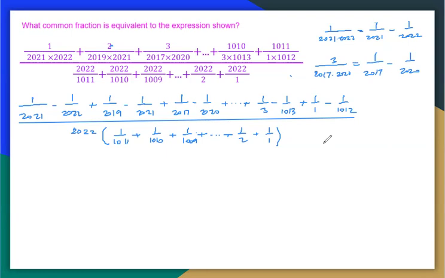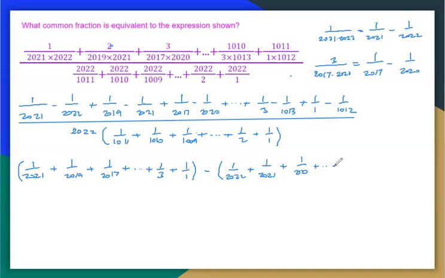What I will try is to pull the positive ones together and the negative ones together, just to hope something nice will happen. So let's go ahead and do that. 1 over 2021, 1 over 2019, 1 over 2017, and I will keep doing this all the way to 1 over 3 plus 1 over 1. These are the ones that are positive. If I subtract the other ones, which are 1 over 2022, and then 2021, and then 2020, and I will keep adding those, so 2013 and 2012.